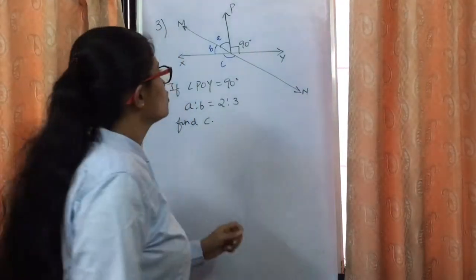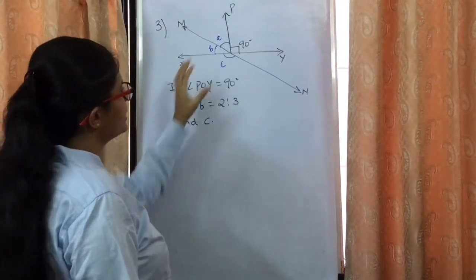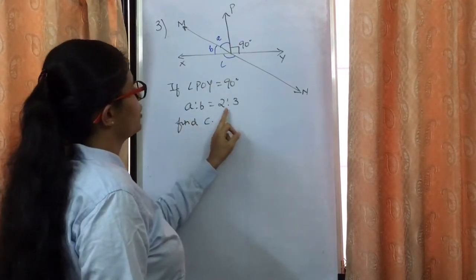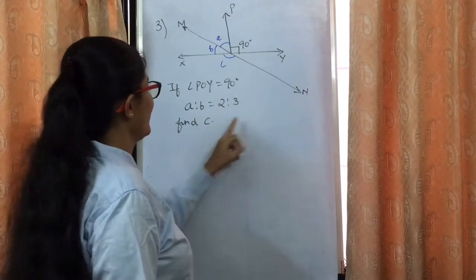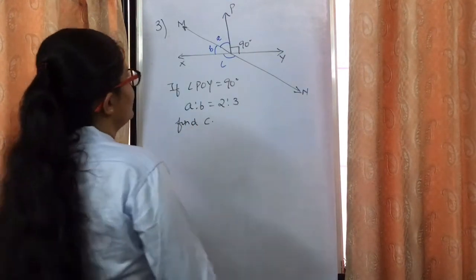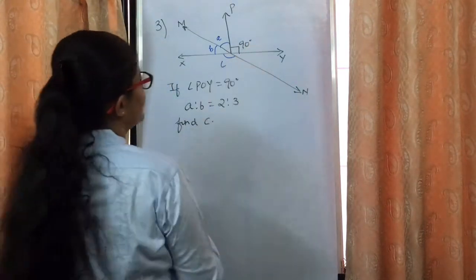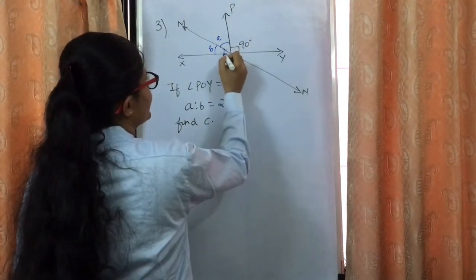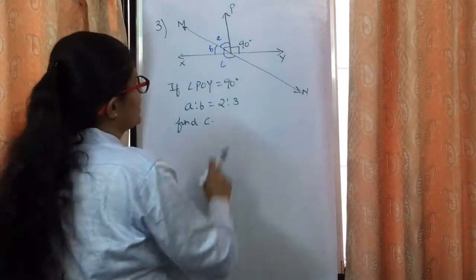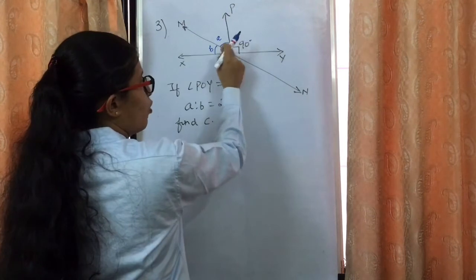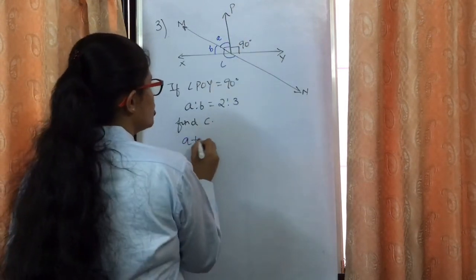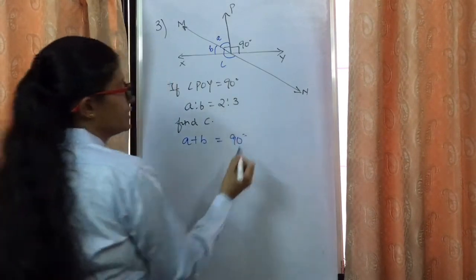Now let's see another problem where in the diagram angle POY is given as 90 degrees. The ratio of A to B is given as 2:3 and they have told you to find angle C. If this is 90 degrees, we can say this is also 90, because XY is a line and all these angles sum to 180. So this is 90, then a plus b is also 90.